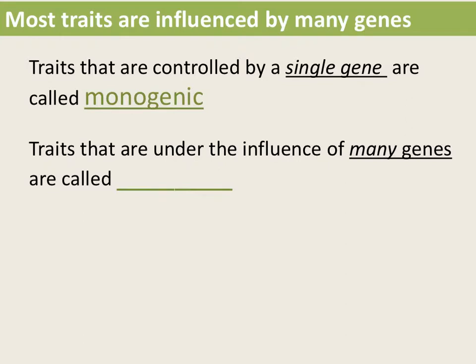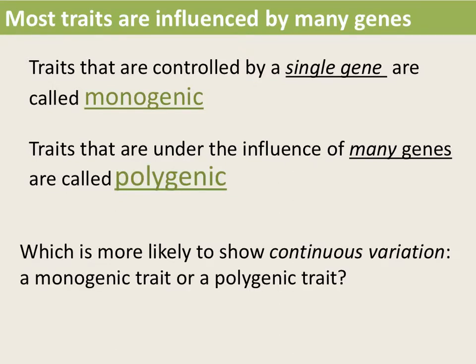Traits that are controlled by a single gene are monogenic. Traits that are under the influence of many genes are called polygenic. Which is more likely to show continuous variation, a monogenic or a polygenic trait? You should know this. So monogenic, no. Polygenic, yes. Because we just showed with height, polygenic, and it showed continuous variation.